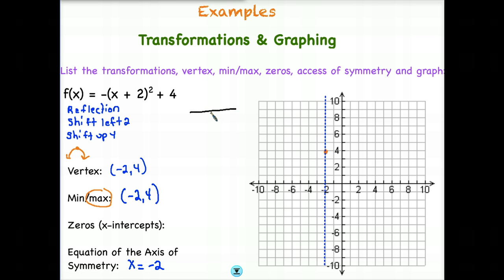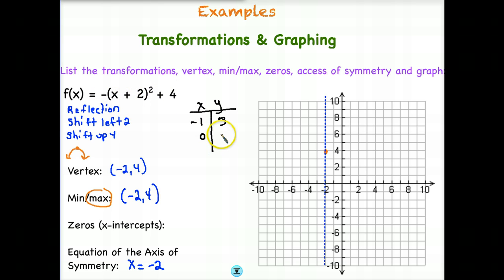So here's our table. And x-coordinates. So again, maybe I'd like to have 0. So I'm going to go ahead with a -1 and a 0. So I'm going to choose -1, 0. -1 plus 2 is 1. 1 squared is 1. Times the negative becomes -1. And -1 plus 4 is 3. 0 plus 2 is just 2. 2 squared is 4. And 4 times a negative is a -4.